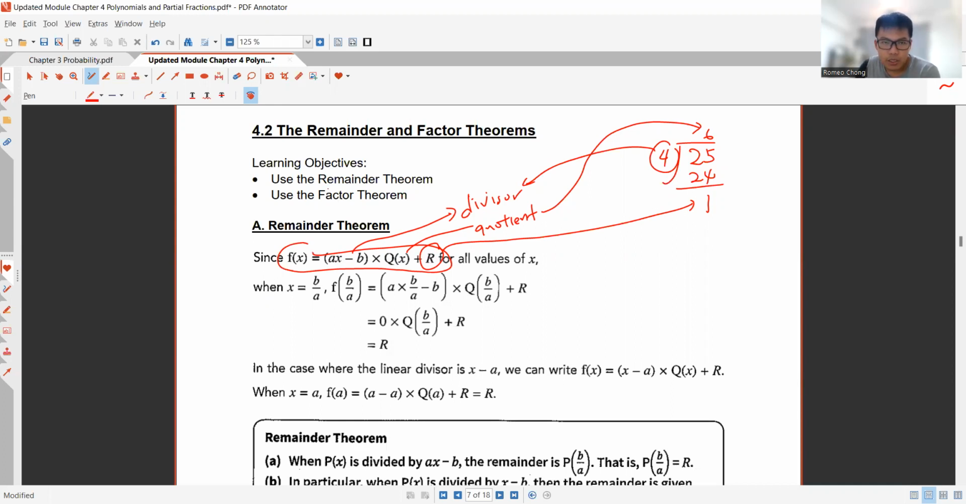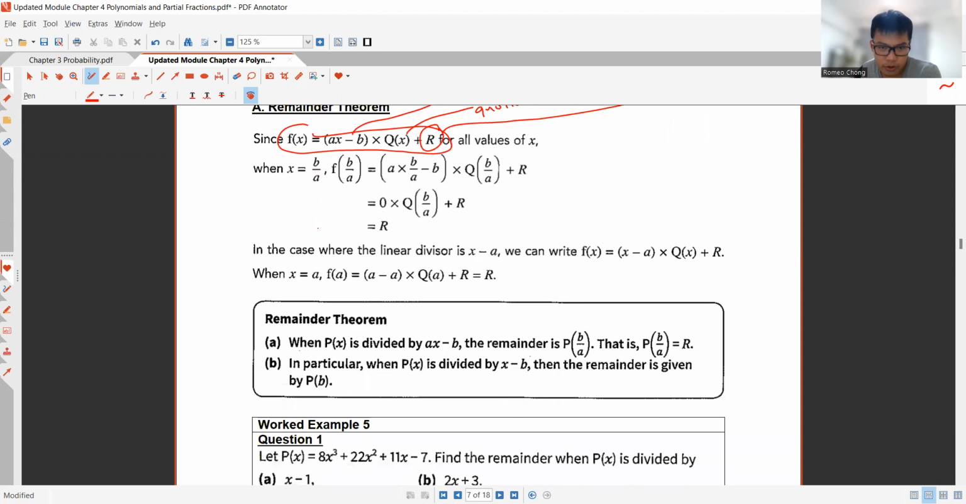Okay, so in this 4.2, we are dealing with two very important theorems, which you are going to use after this in order to solve problems in the later subtopics also. So the two theorems are called the remainder theorem and also the factor theorem. So the first thing we are going to look at is the remainder theorem.